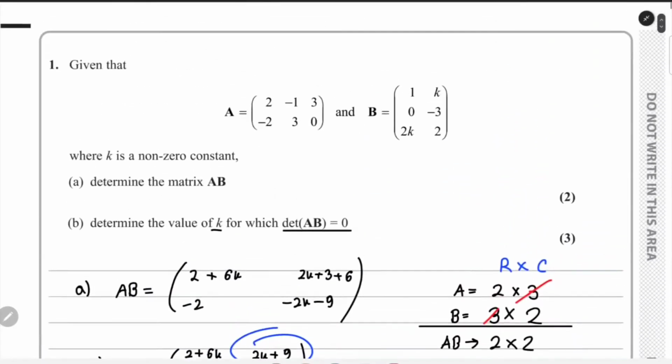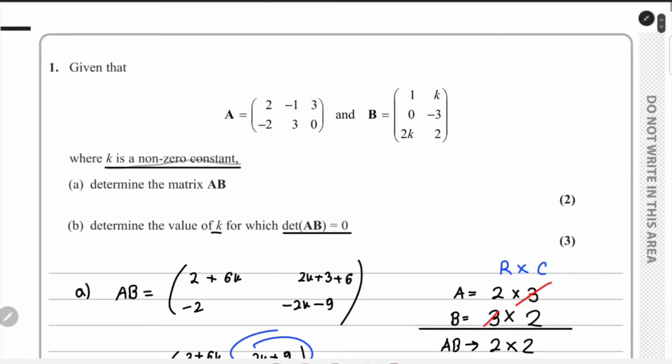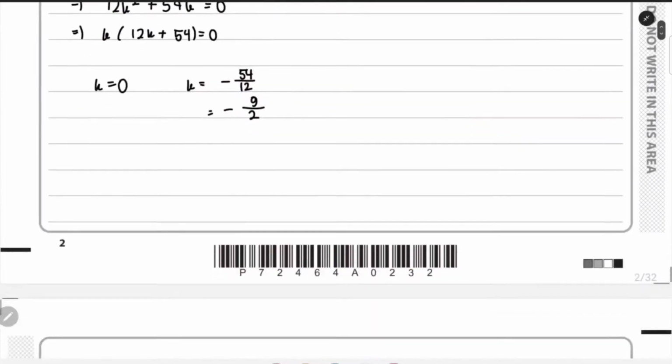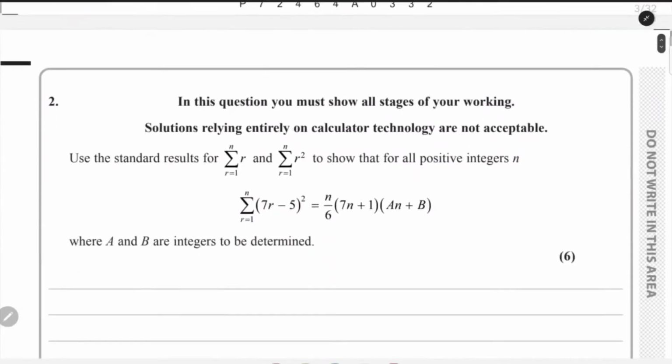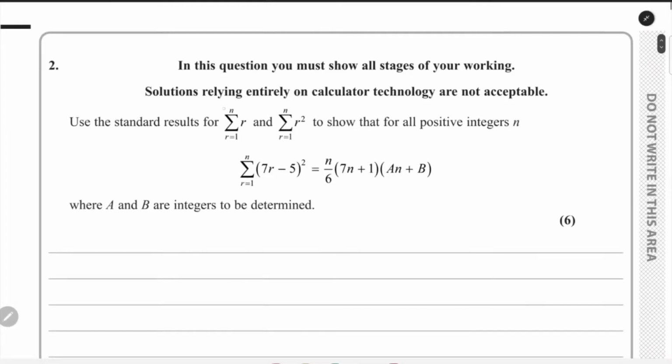Now we know that k is a non-zero constant. It's given in the question. So k cannot be 0, so we do not take k equals 0 as a solution. So k must be minus 9 by 2. Now moving on to the second question, we have the summation.